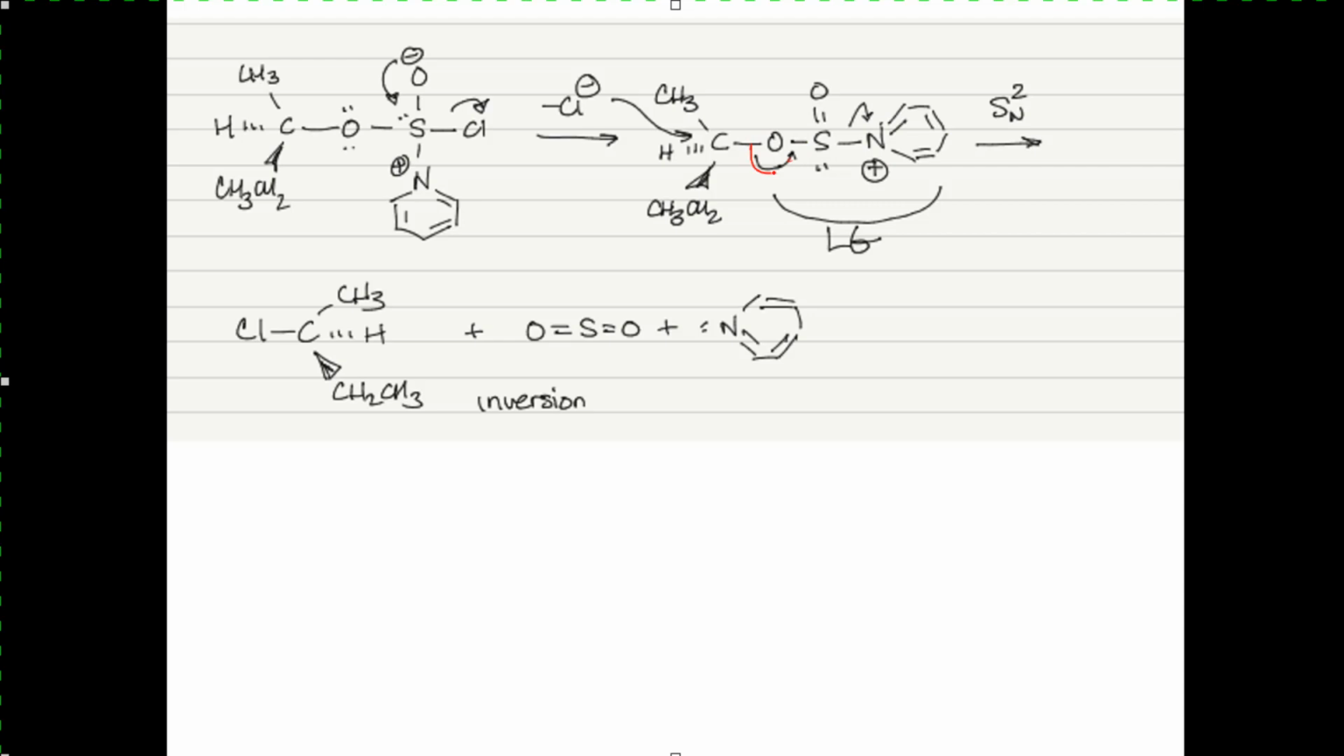And at the same time this pair of electrons moves to form the SO double bond, this sulfur-nitrogen bond breaks to give the pair of electrons back to the pyridine. So what I end up doing is getting my inverted product, forming two SO double bonds, which is sulfur dioxide, and then the pyridine gets back its pair of electrons, so it goes back into being intact. And so in the presence of pyridine, SOCl2 will do inversion of configuration. It will give you the opposite chiral center.